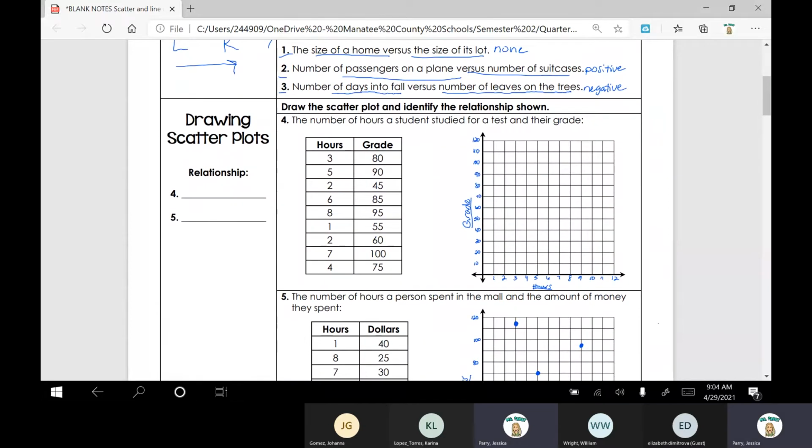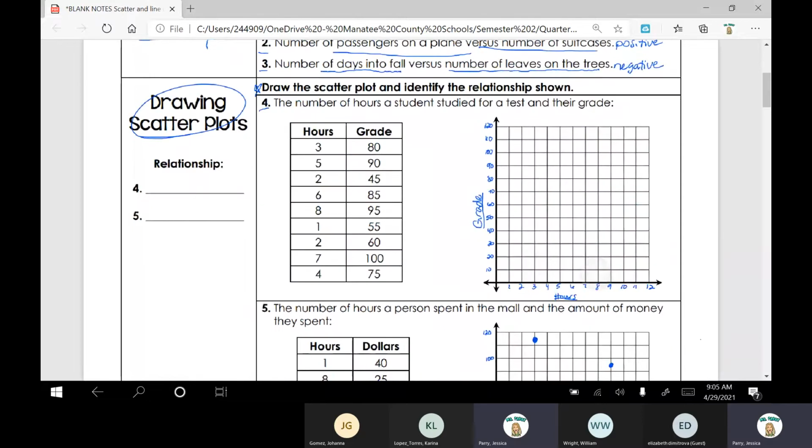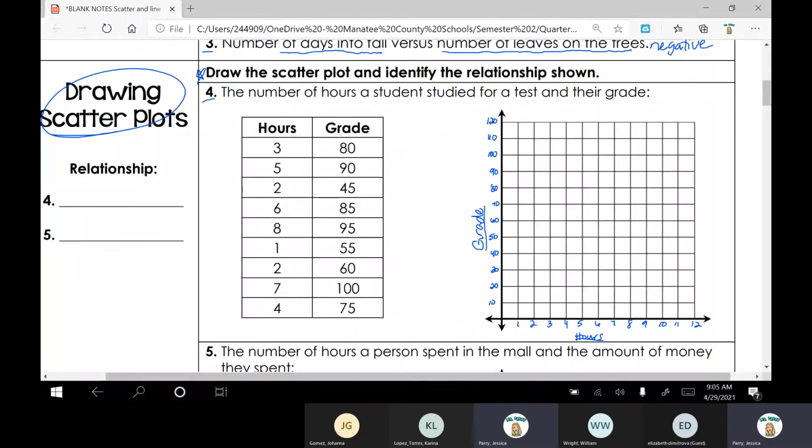Let's actually get to drawing some scatter plots. It says here, draw the scatter plot and identify the relationship shown. And we've got number 4. It says the number of hours a student studied for a test and their grade. I already kind of labeled the graph for you. We've got our hours down here and then our grade over here on the side. And then all we're going to be doing is plotting the points. So we've got our first one. It's the point 3, 80. So you would come down here, look for a 3, and then you would move on up to that 80, and you would draw your first dot. It's just like plotting points.